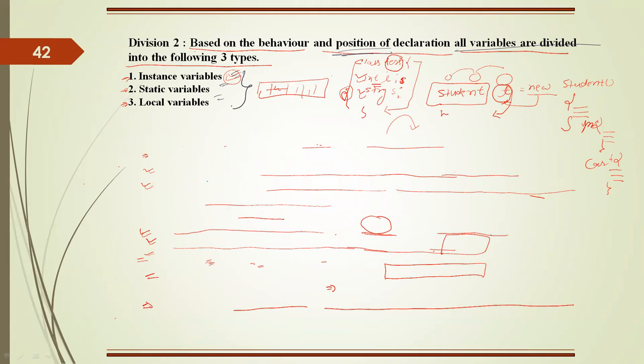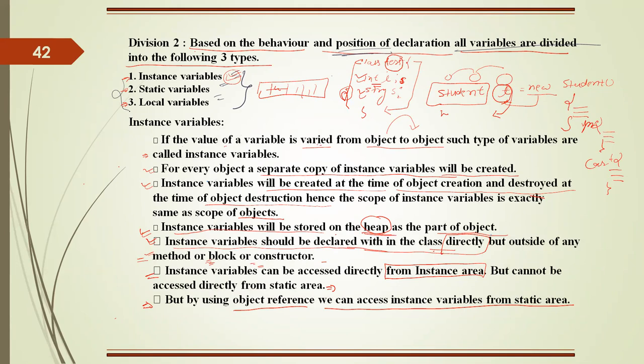Most of the interviewers ask questions from these topics. Important: instance variable. If the value of a variable varies from object to object, such a type of variable is called an instance variable. The value varies from object to object. For every object, a separate copy of the instance variable will be created.